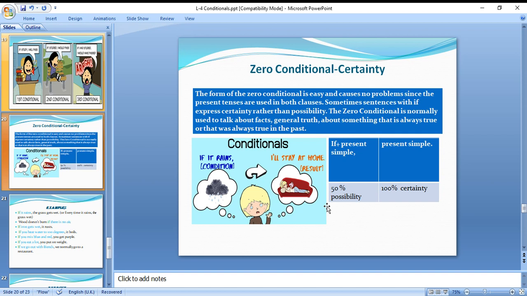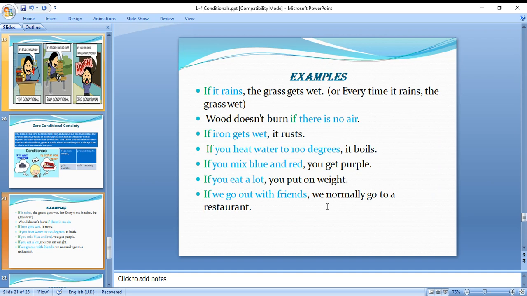It is certain. If it rains, I will stay at home. Both the clauses contain present simple, and if there is a 50% possibility in the subordinate clause, but if the condition is fulfilled, there is 100% certainty. Now we will see the examples. If it rains, the grass gets wet. Every time, whenever it rains, the grass gets wet.